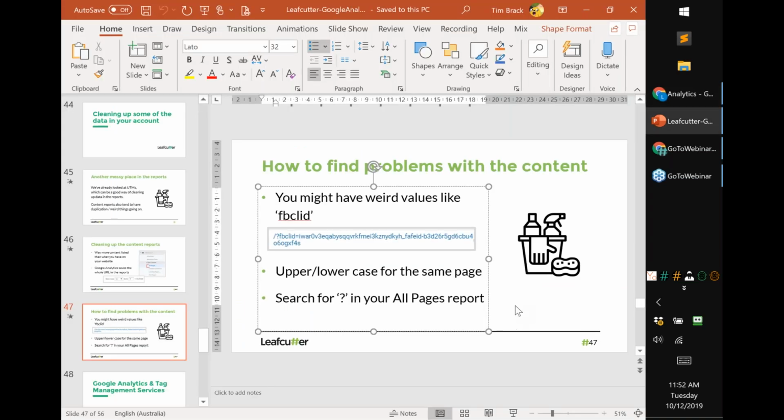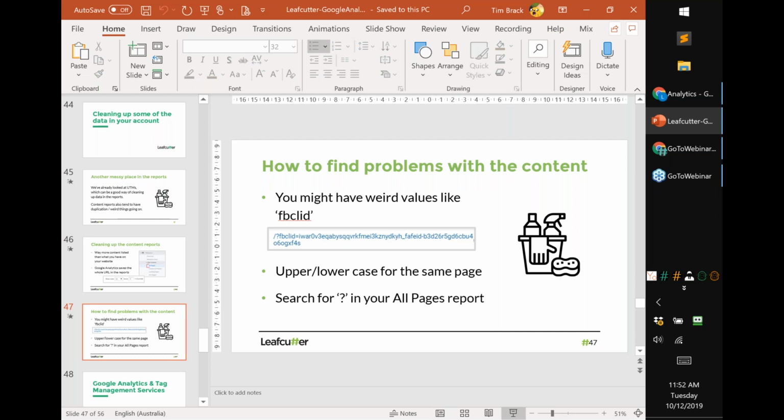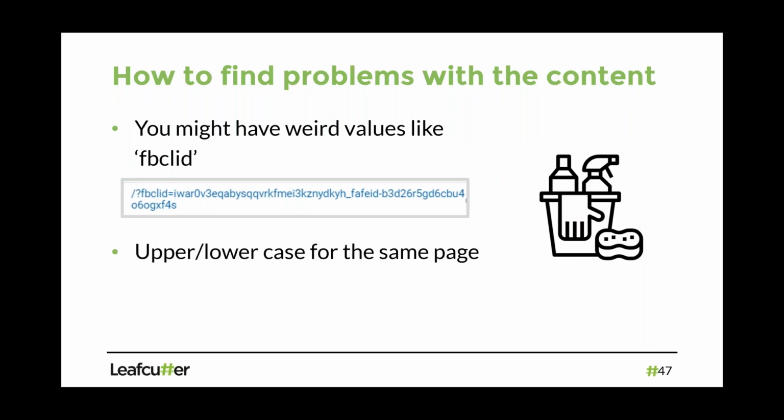All right, other reasons why we might get duplication in the pages is upper and lower case for the same page. Google Analytics will save them separately. So again, we can use a filter that will force all the pages to either upper or lower case. I highly recommend lowercase because there's nothing worse than looking at a report where it feels like every page is shouting at you. And as I mentioned, searching for the question mark is a really good way to find some of this duplication.